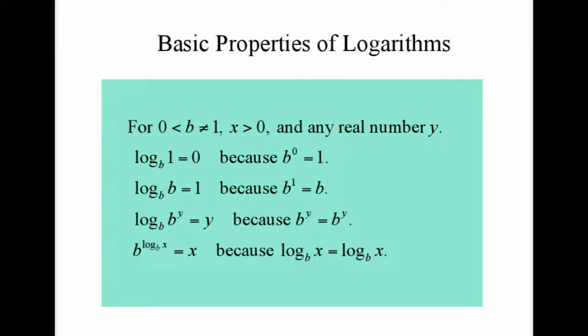So some basic properties of logarithms. Assuming that b is greater than 0 and not equal to 1, and x is greater than 0 and y is any real number, then we say that the log base b of 1 equals 0 because b to the 0 equals 1. Again, just using our exponential notation to verify. Log base b of b equals 1 because b to the 1 equals b. Log base b of b to the y equals y because b to the y equals b to the y. And b to the power of log base b of x equals x because log base b of x equals log base b of x.